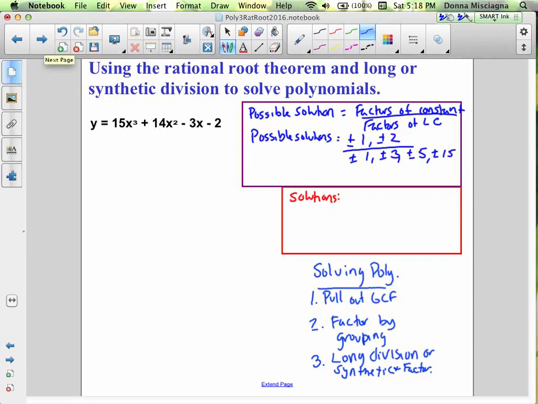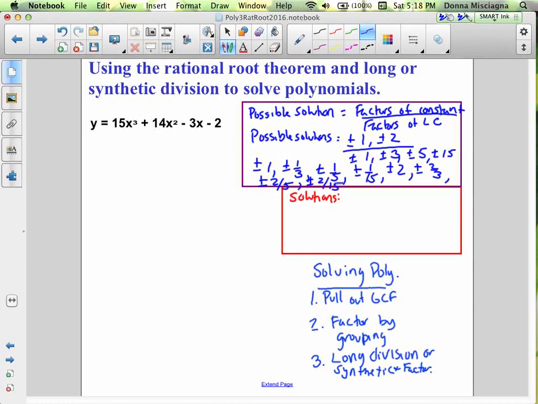All right, so that means our possible solutions are going to be, so now we'll divide 1 by each one of those. So we have plus or minus 1, and plus or minus 1/3, because it's 1 divided by 3, and then plus or minus 1/5, and plus or minus 1/15. And then we have plus or minus 2, plus or minus 2/3, plus or minus 2/5, and plus or minus 2/15.